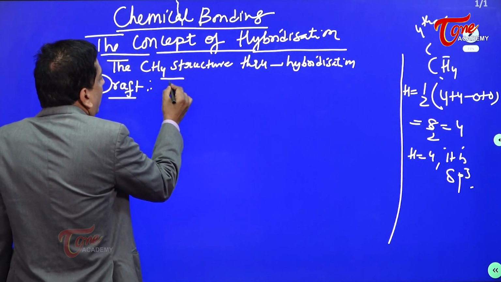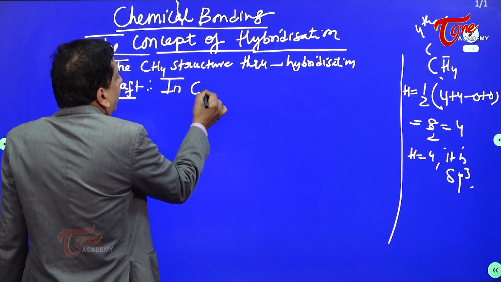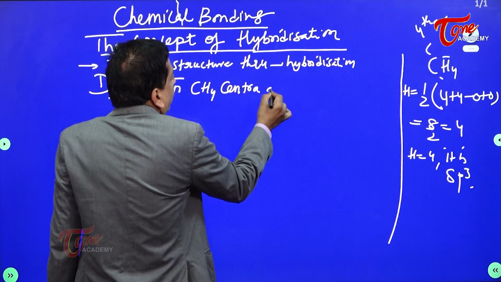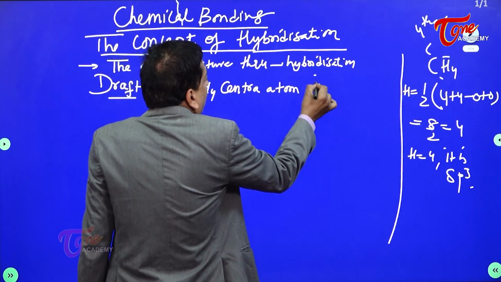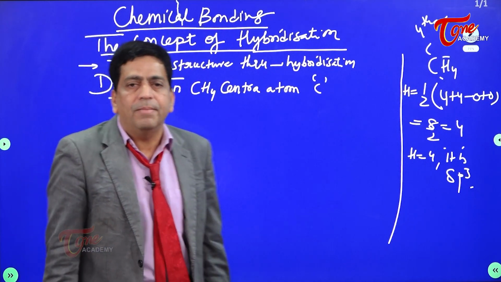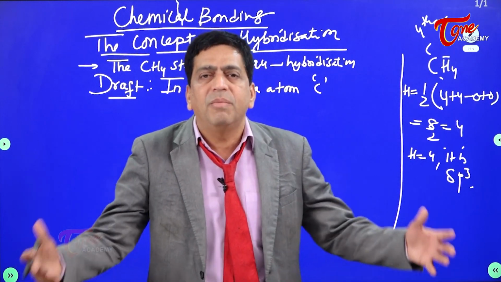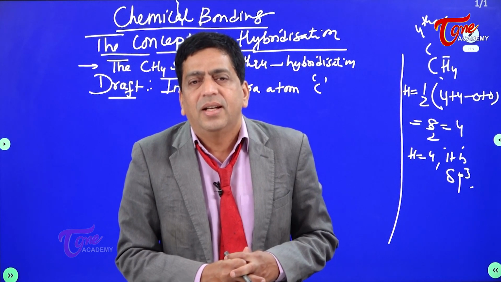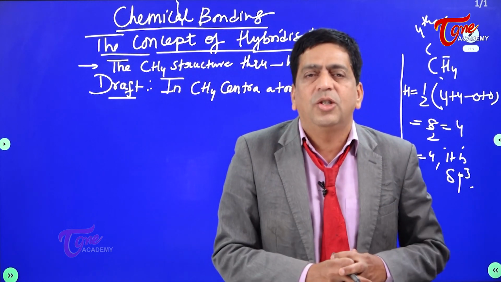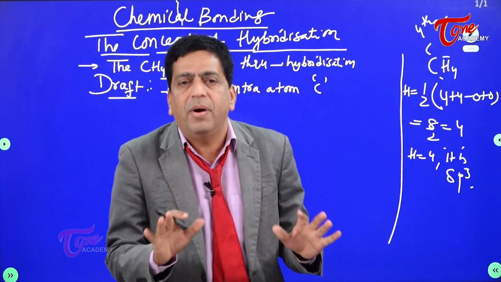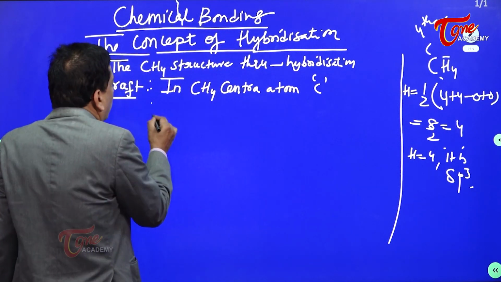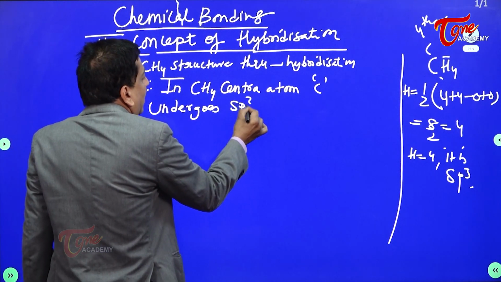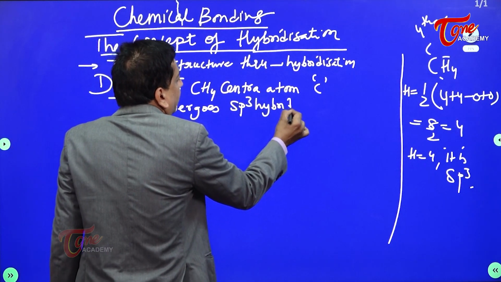in methane, the central atom, that is carbon. Now what is central atom? Central atom is that where the intermixing is taking place. You must understand. So in methane, the central atom, carbon, right, undergoes sp3 hybridization.